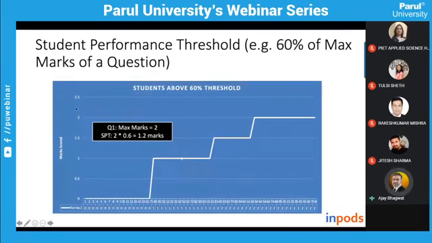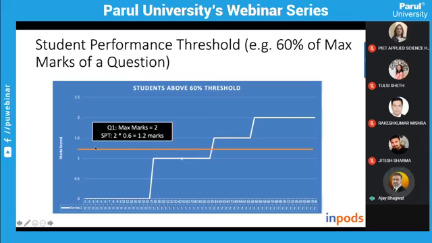So this is organized on the Y scale, and these are the students on the X axis, and students have scored these marks. Now, this question is of 2 marks, and the student performance threshold value is 60%. That's a performance defined at 60%, and that will be on the scale here. 1.2 will be the threshold here.